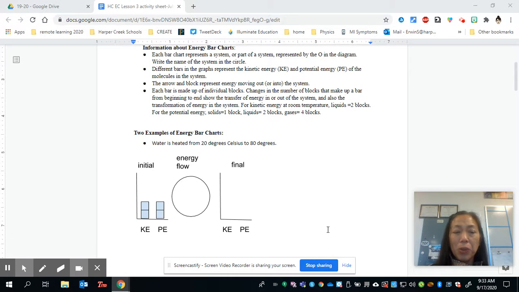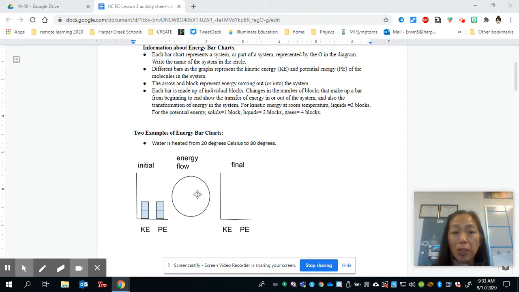Hi, this is a quick tutorial on energy bar charts. Each bar chart represents a system represented by this circle right here. So what you would do for this first example is water. So we would write water right here in this circle.